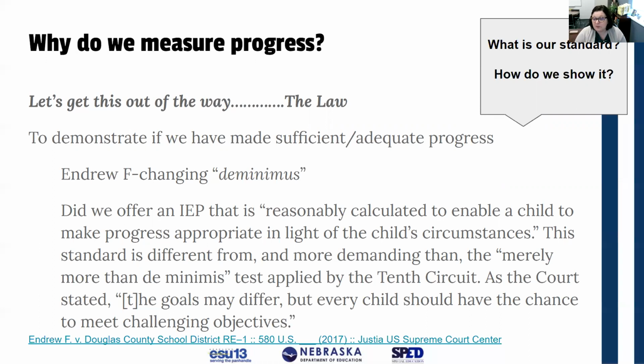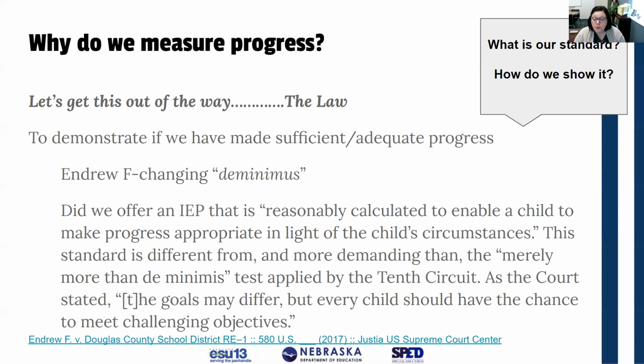The way we write it, the way we plan it, the way we do everything follows Andrew F., which changed progress of a de minimis status to one that is reasonably calculated to enable a child to make progress appropriate in light of the child's circumstances. So we have to prove that our goals, our IEP, is reasonably calculated to make sure that the student is going to make progress. We cannot do that in the education process if we don't provide a progress report. So progress reports serve a very important purpose in the IEP process, and really, they are our measurement.